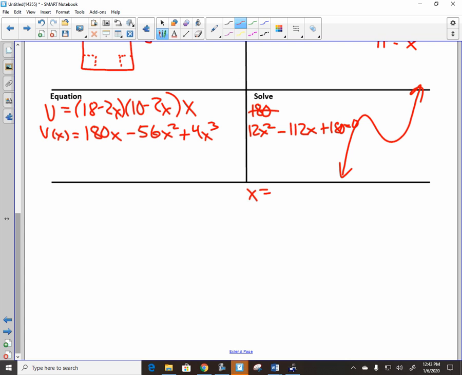$12, 112, and 180. What do you got? Negative 112, excuse me. 7.27 and what? 2.06. Okay, so which one do we want? Or do we want them both?